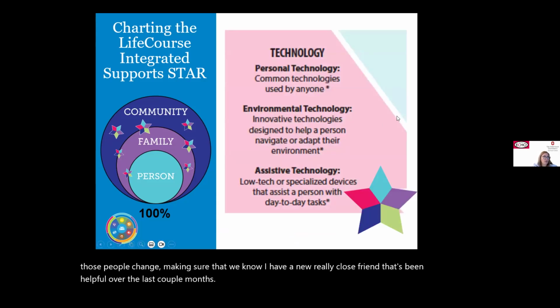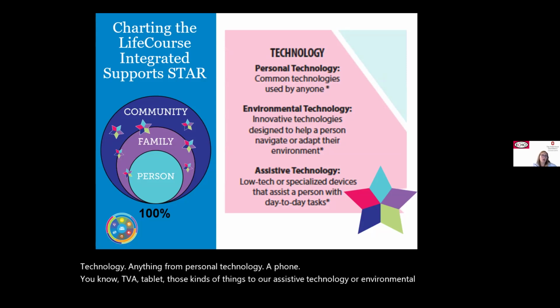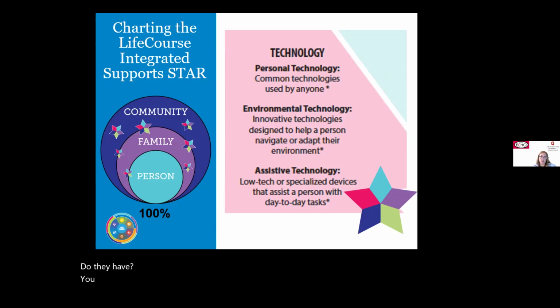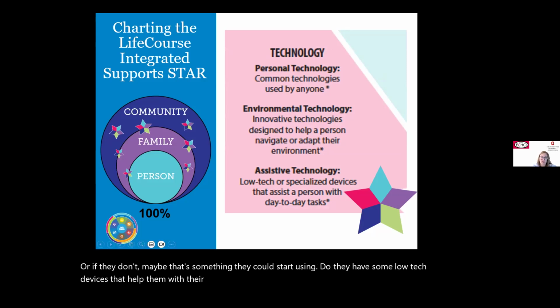Technology, anything from personal technology, a phone, TV, a tablet, those kinds of things, to assistive technology or environmental technology. So thinking about what adaptive equipment maybe they have in their home. Do they have remote support that they're using? Or if they don't, maybe that's something they could start using. Do they have some low-tech devices that help them with their day-to-day tasks? Really thinking through, do they have them? And if they don't, is this an area to explore?